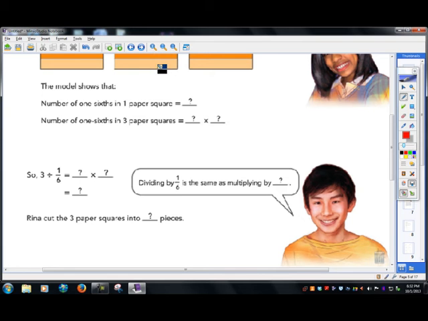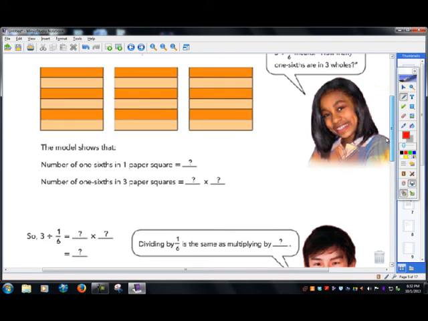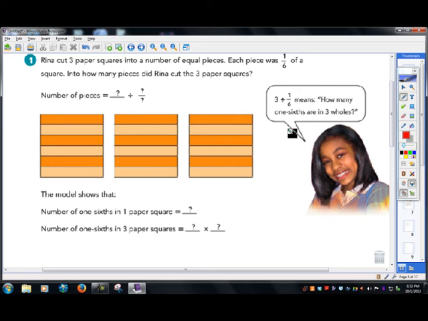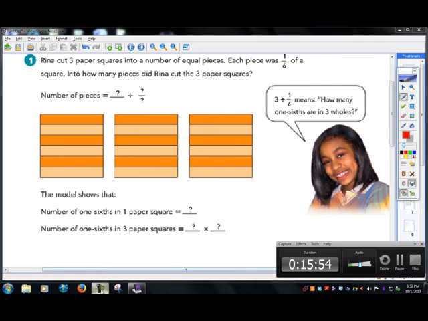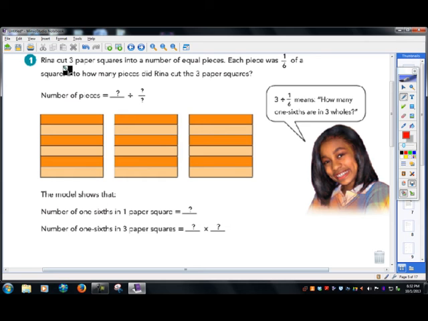Okay? All right. Here we got another example. This is more of a real life thing. I'm going to go through this pretty quick because I want to get on to you guys practicing some. Okay? Here, Rena cut 3 paper squares into a number of equal pieces. Each piece was 1/6 of a square. Into how many pieces did she cut the paper? So here's one paper, and one paper. So what she's doing is she is cutting it into 1/6.